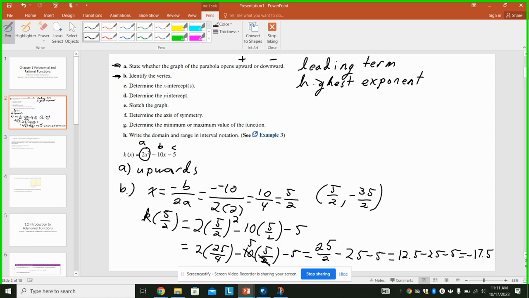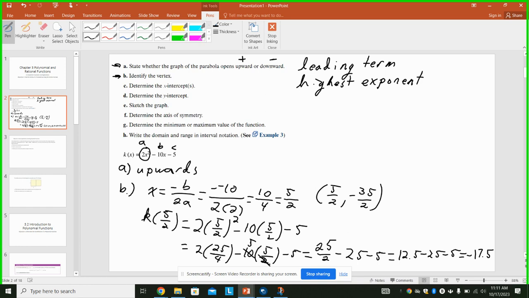I don't know what your homework wants. If you gave me the answer on the test that's 2.5 and then negative 17.5, I would completely take it. I just don't know if your homework's going to want a decimal or fraction. It should take both, like an alternate solution. Any other questions there?